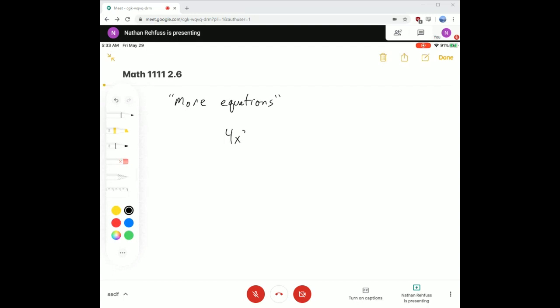4x cubed plus 12x squared minus 9x minus 27 equals 0. The reason I'm showing this one is that this is a technique that I skipped earlier, but I thought it'd be nice to see it. It's called factor by grouping. It's nice for certain cubic equations. It doesn't have really broad applications, but it's nice once in a while. And this is one of those times.